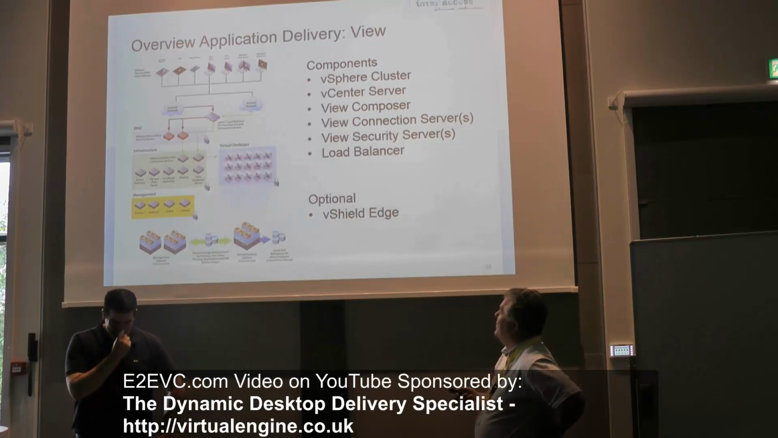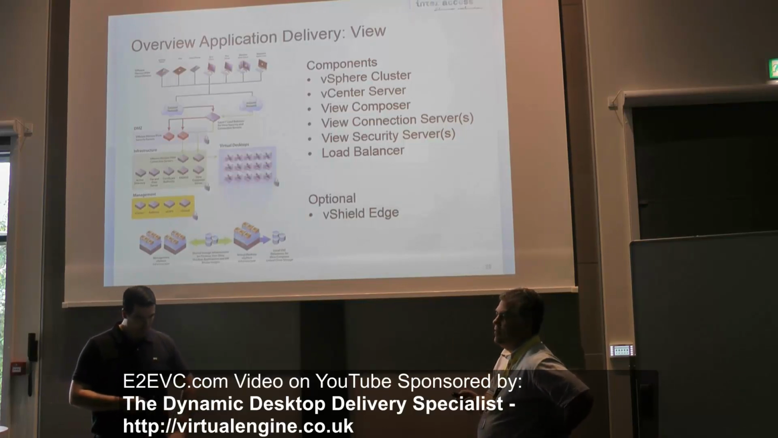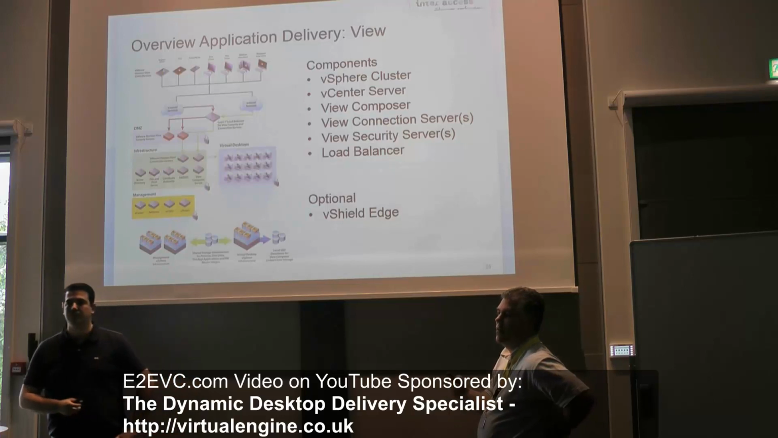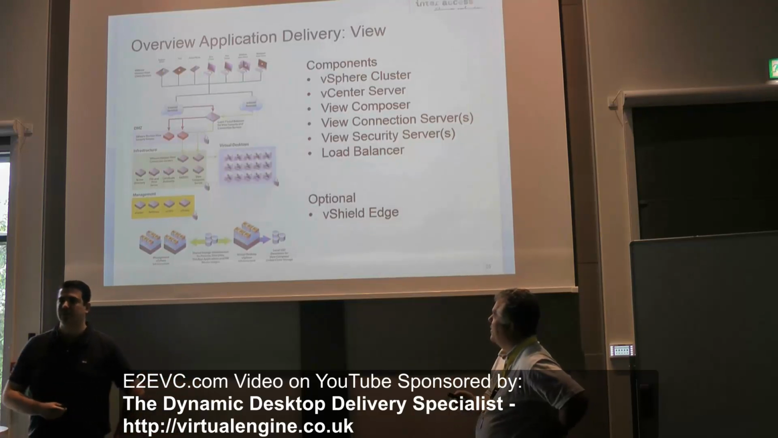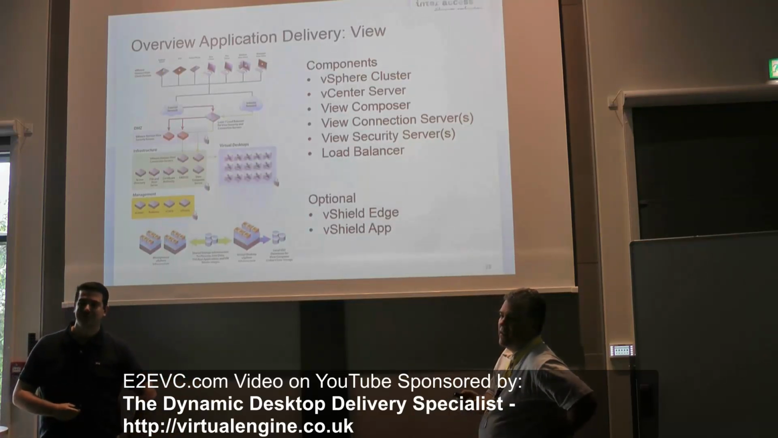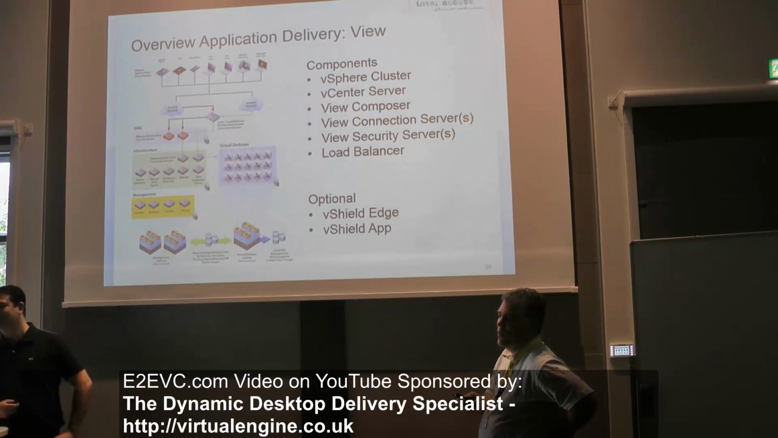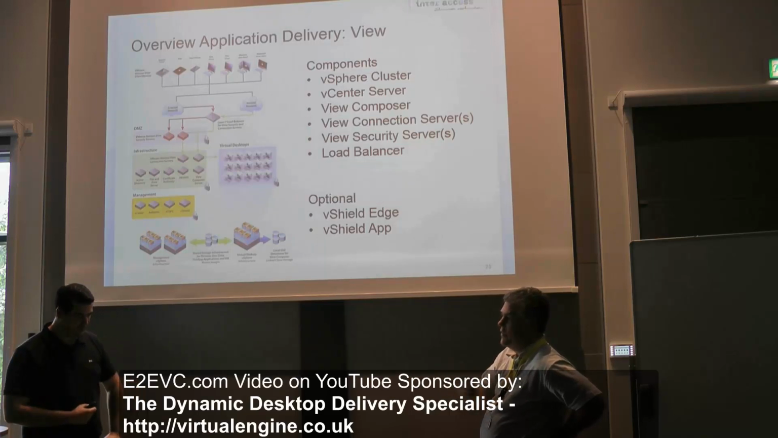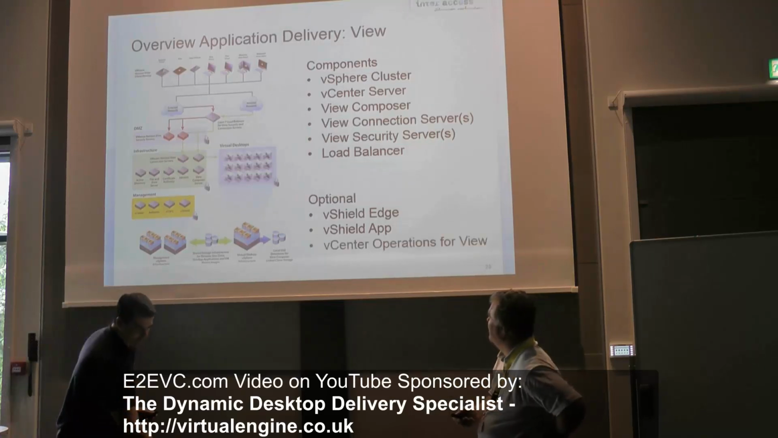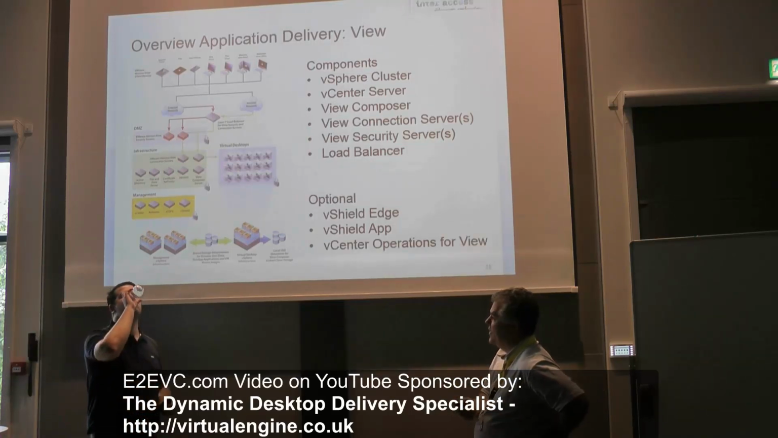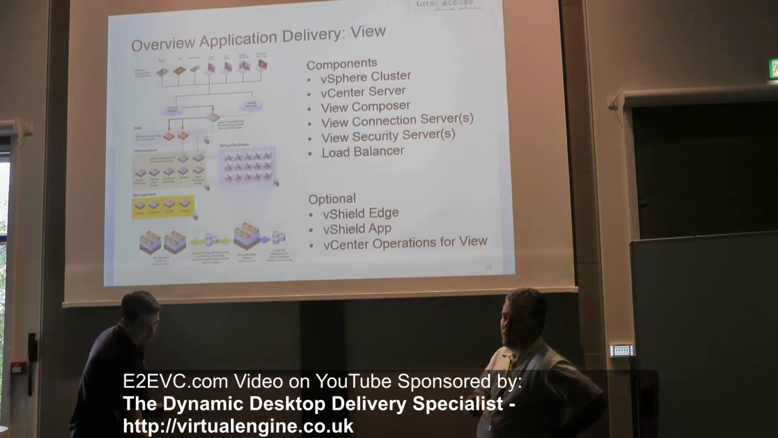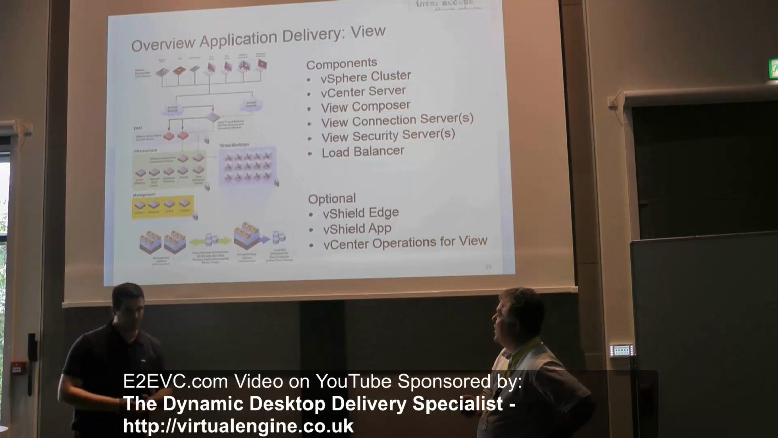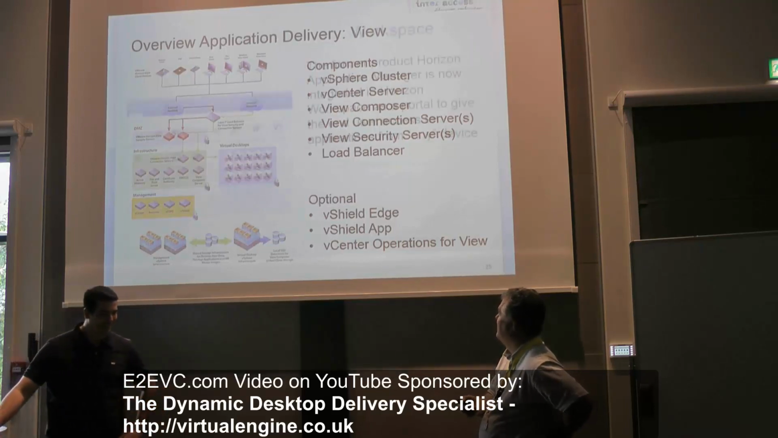Optional: vShield Edge. vShield Edge is the edge firewall function, which does SSL and load balancing. And vShield App is basically the vNIC layer firewall, which you can use to do firewalling between VMs. And then vCenter Operations is an add-on product for management and especially performance management, which is a nice product, for a little more price.